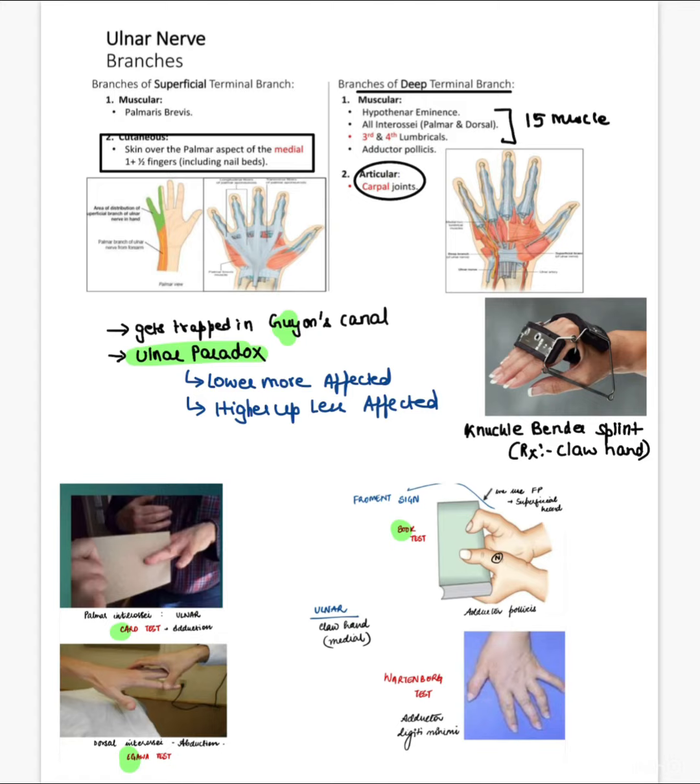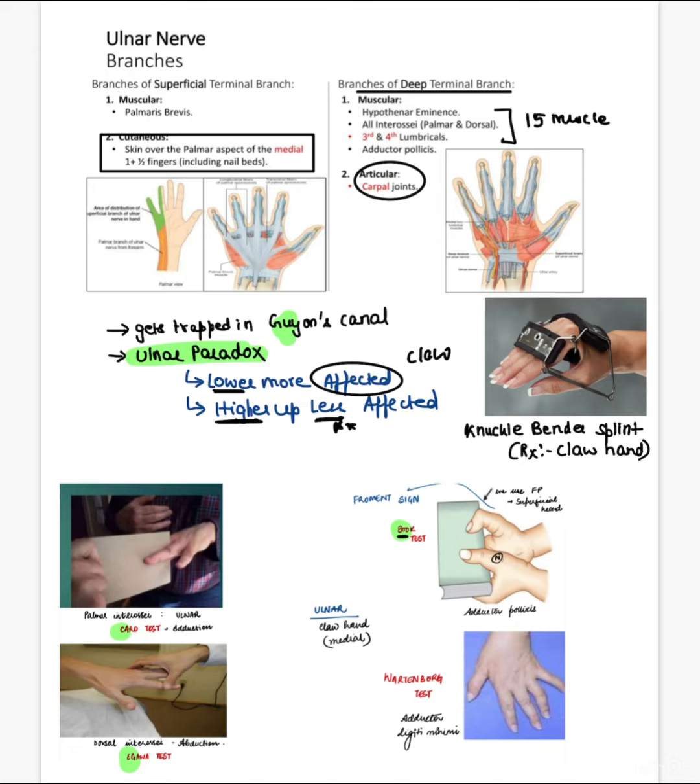One important thing is the ulnar paradox. It means if the lesion is lower down, that is more severe: the ulnar nerve causes claw hand, and the claw is more severe. If the lesion is higher up, the claw is less severe. Why? Because when the lesion is higher up, the flexor compartment is also affected, so that is the reason.